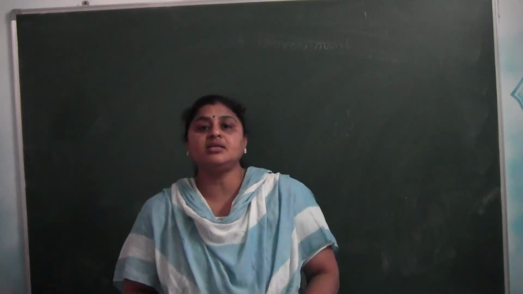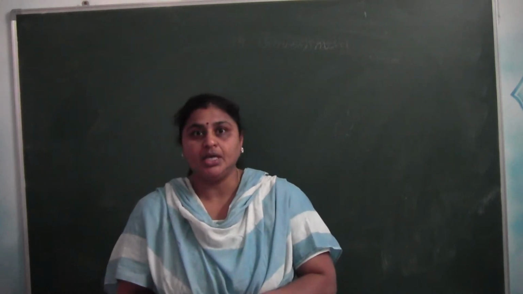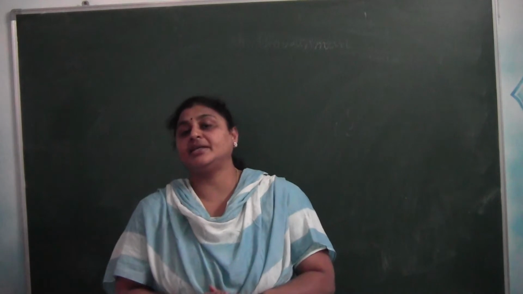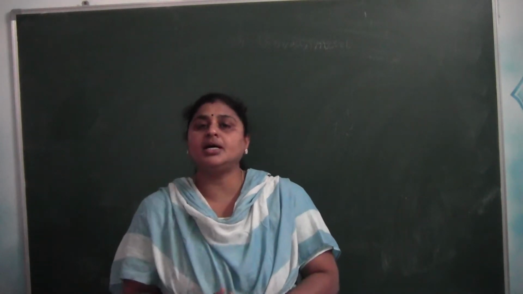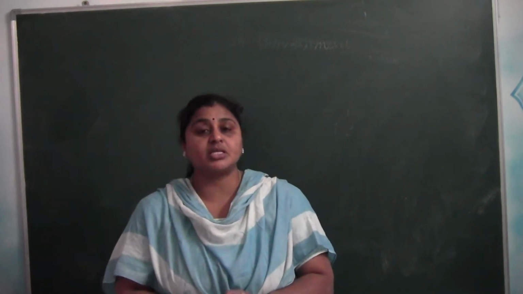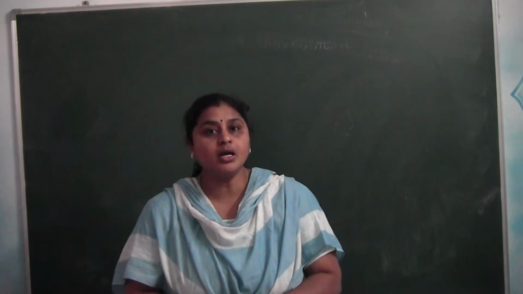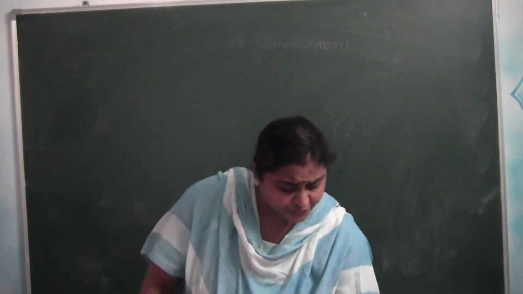Alright. Now in this class, we are going to discuss the other part of the chapter, that is how to form a greatest number, how to form a smallest number, and we are going to learn another system, that is the international place value system, and also about Roman numerals. Alright, now let us start today's class.